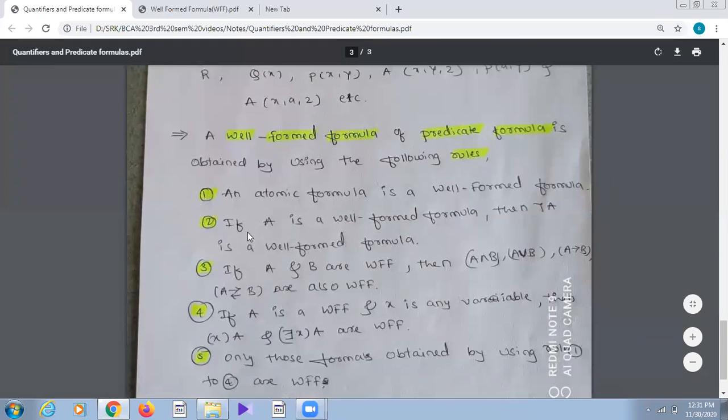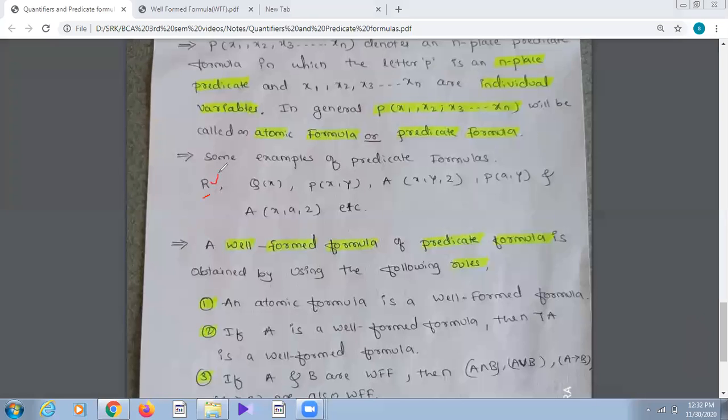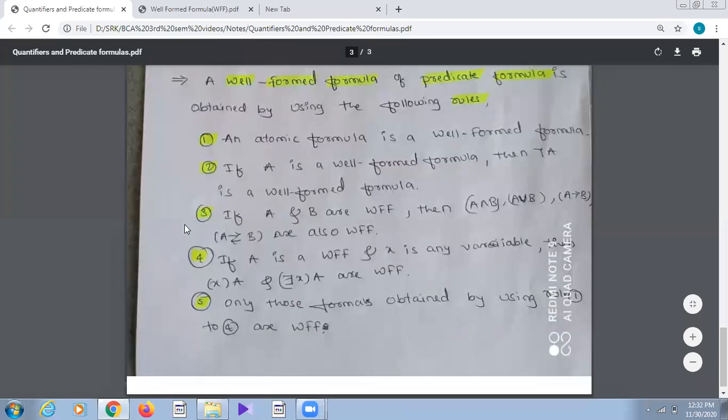Say second rule. What does the second rule tell? If A is a well-formed formula, then negation of A is also a well-formed formula. Suppose this is only a zero-place predicate, only a predicate with no individual name. If you convert this as a negation, negation R, that is also a well-formed formula. Suppose R is a well-formed formula, then negation of R is also a well-formed formula. So this rule states about predicate formula. Okay, so this is the second rule.